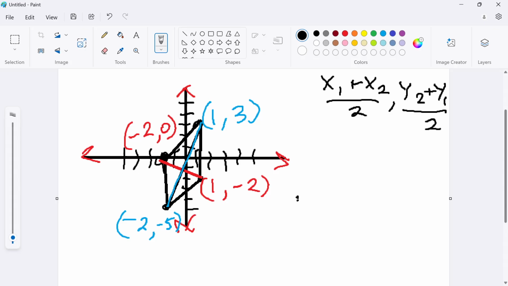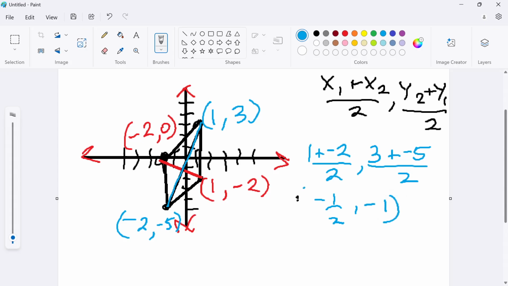So I'm going to do the blue one first, then I'll do the red one. And if they are the same, then they bisect each other. So x1 plus x2, 1 plus -2, divided by 2. That's the x-coordinate. 3 plus -5 divided by 2. 1 plus -2 is -1, over 2, is -1 half. 3 plus -5 is -2, over 2 is -1. So that's the midpoint of the blue diagonal, one diagonal.